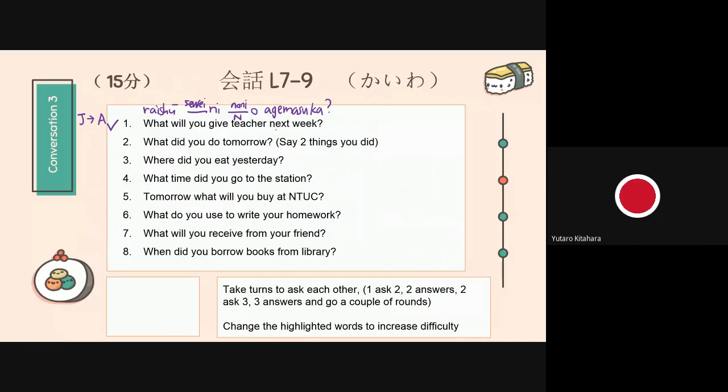So, Aaron, your answer? No right or wrong again. Grammar wrong, I'll tell you. Watashi wa sensei ni shukudai o agimasu. Very good. Can you give the teacher your homework next week? Very good. Next, Lisa, can you ask Wenda number two? So a bit of lesson 7 and 8 stuff.